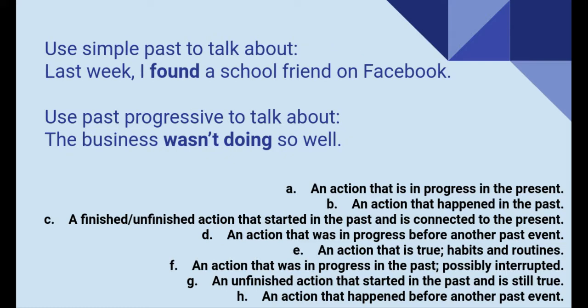Now, I want you to please pause the video and match the uses of simple past and past progressive. Okay, guys, we use simple past to talk about B, an action that happened in the past. This action has to be finished. And we use past progressive to talk about F, an action that was in progress in the past and it was possibly interrupted by another action. This action is already finished.